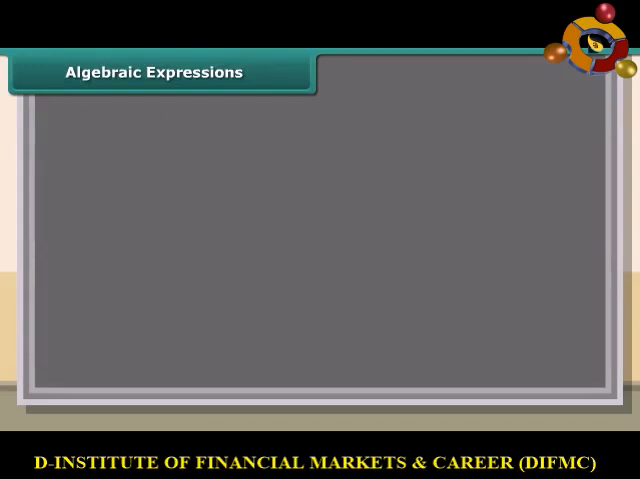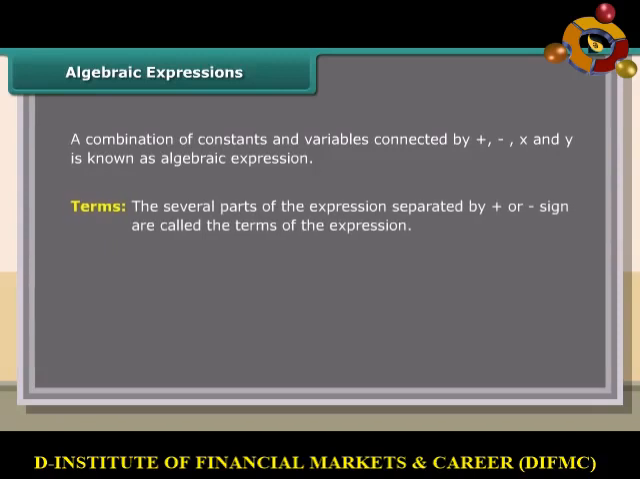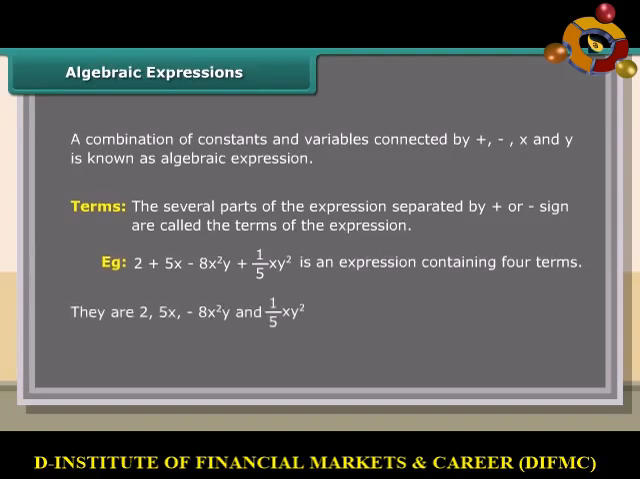Algebraic expressions. A combination of constants and variables connected by plus, minus, multiplication, and division is known as an algebraic expression. Terms. The several parts of the expression separated by plus or minus sign are called the terms of the expression. Example: 2 plus 5x minus 8x square y plus 1 upon 5xy square is an expression containing 4 terms. They are 2, 5x, minus 8x square y, and 1 upon 5xy square.